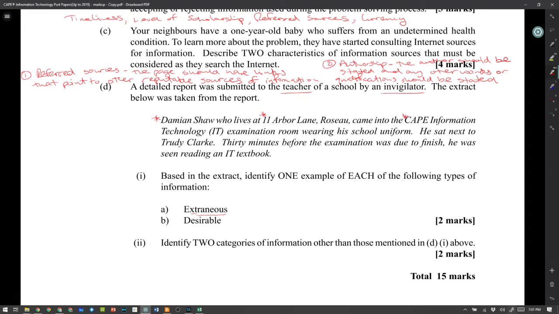Wearing his school uniform, not exactly that important. We don't need to know he was wearing his school uniform. He sat next to Trudy Clark. I don't know if being next to Trudy Clark matters. 30 minutes before the examination was due to finish, he was seen reading IT books. So 30 minutes before, that's important too. He was seen reading an IT textbook. That is important also. So the extraneous part is wearing a school uniform.